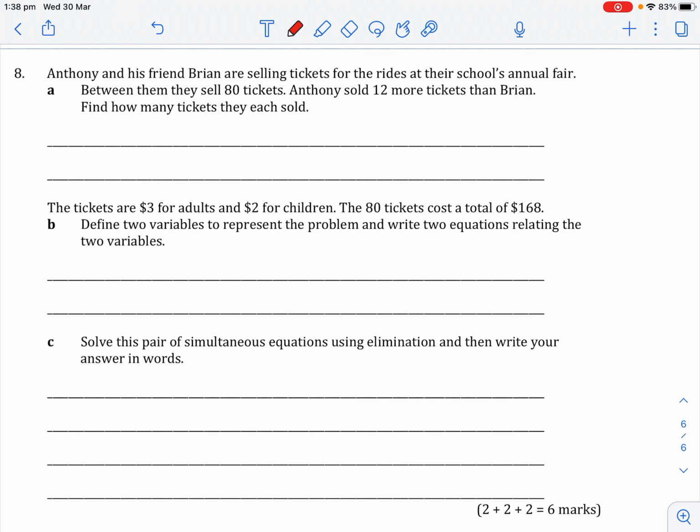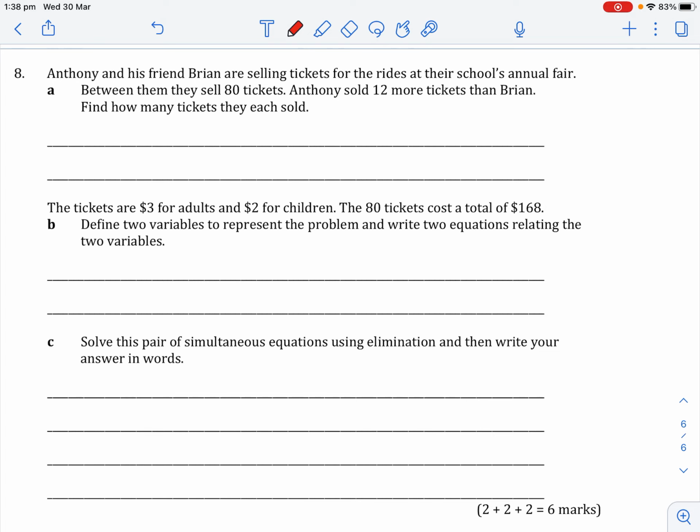All right, we're flying here. Let's go through A, B, and C. Anthony and his friend Brian are selling tickets for the rides at their school's annual fair. Between them, they sell 80 tickets. Anthony sold 12 more tickets than Brian. Find how many tickets they each sold.